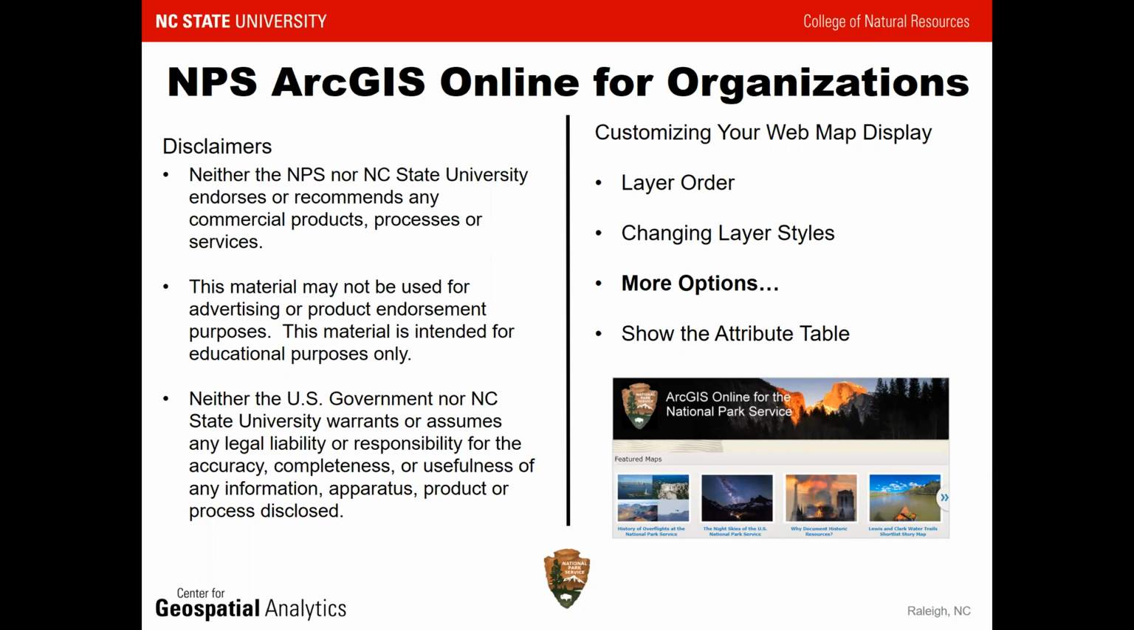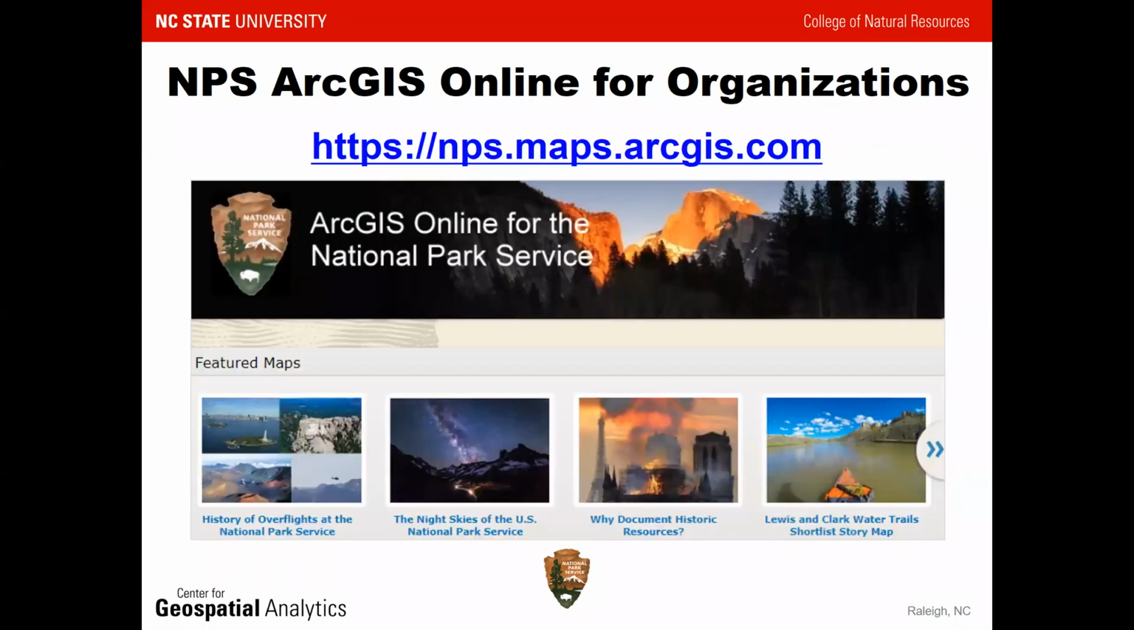We'll also look at the options button, the more options with the little ellipses. And finally, show a little bit about the attribute table, because if you remember in GIS, those attributes attached to those spatial features are so important.